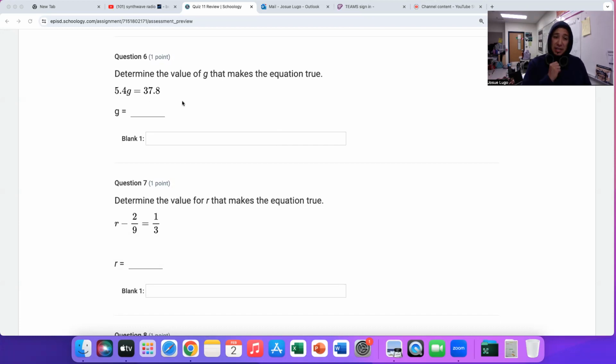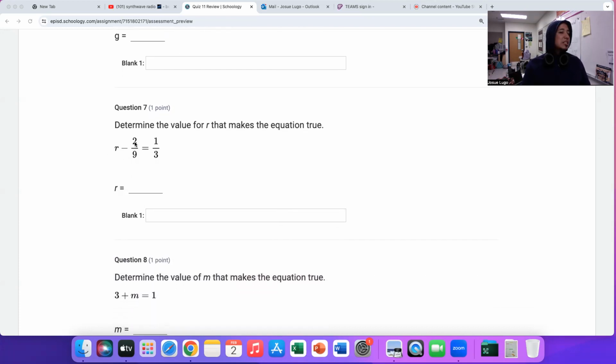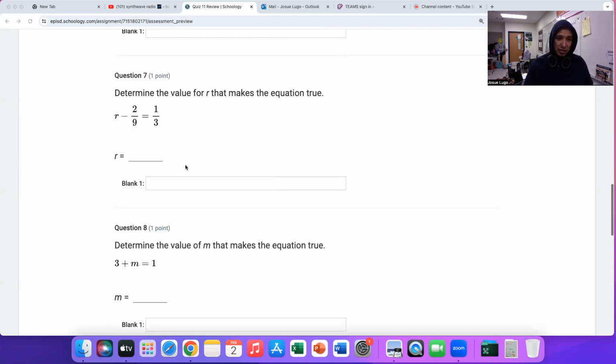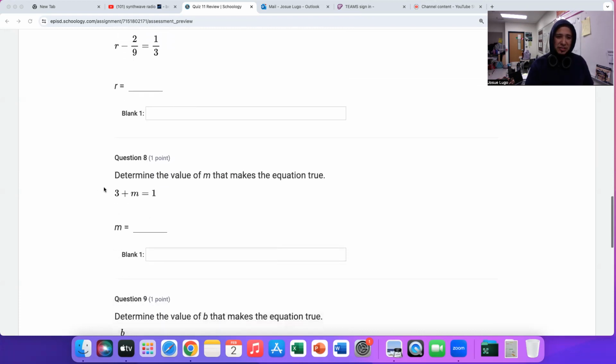Remember, we don't like decimals on the outside. Have fun with that. Number 7, since we're subtracting by 2.9, we're gonna add both sides by 2.9. I mean 2, so not 2.9, 2 over 9. However, make sure that you have a common denominator, ladies and gentlemen. Otherwise, you cannot add or subtract fractions.